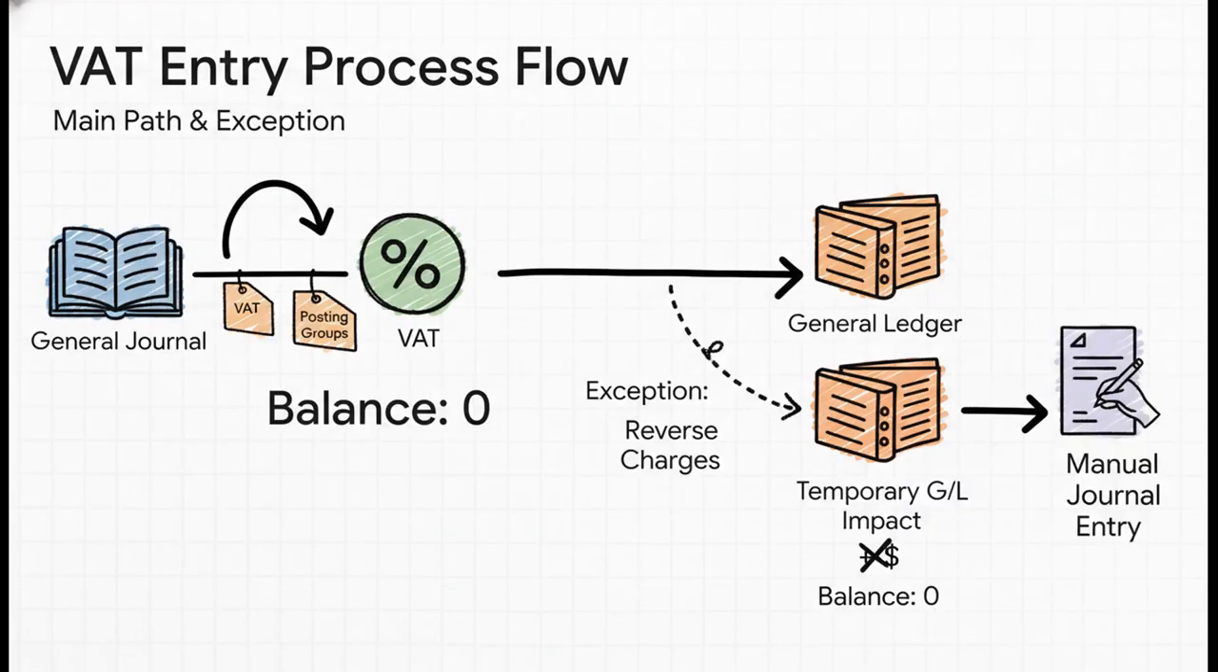It follows a very similar zero balance pattern. You're in the general journal and you balance the entry against the very same VAT account you're posting to. The real key here is making sure you set your VAT posting groups correctly on each line.